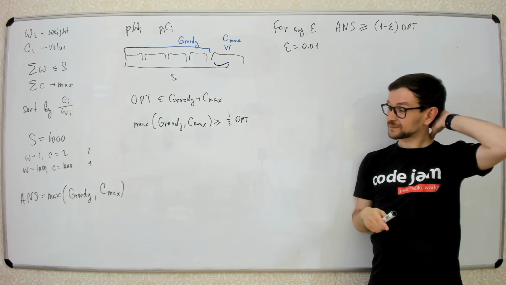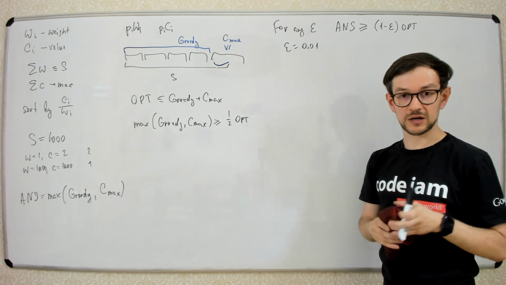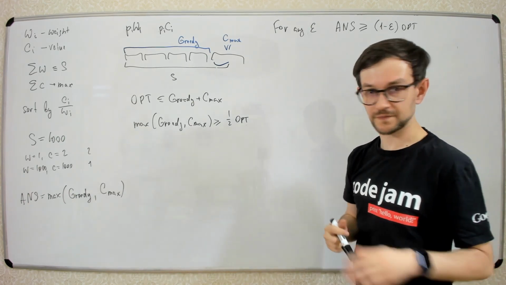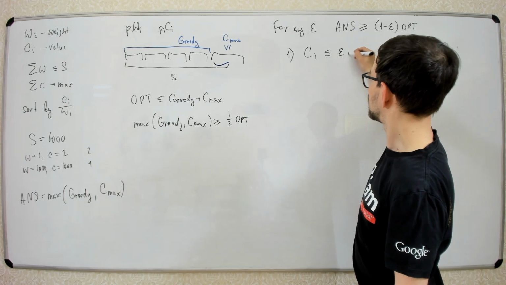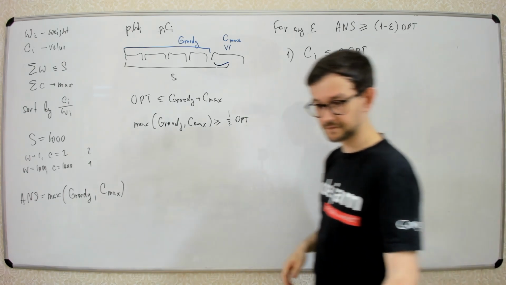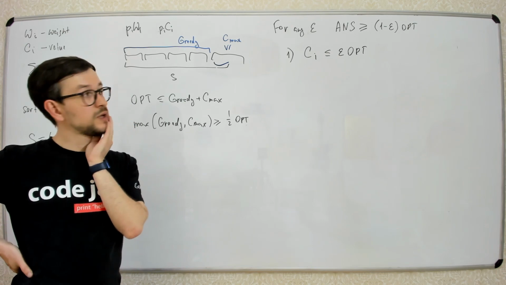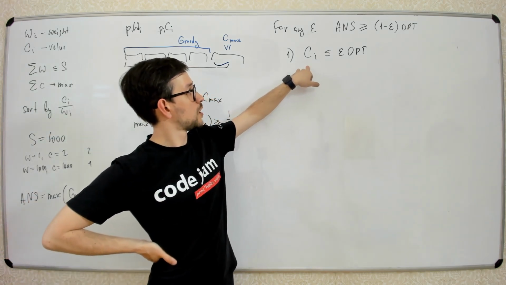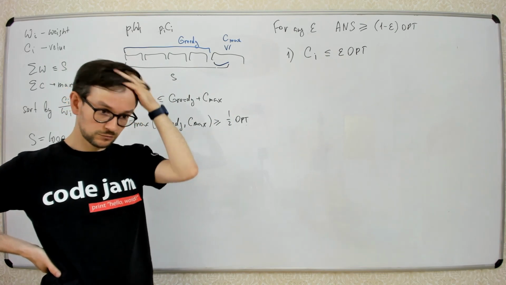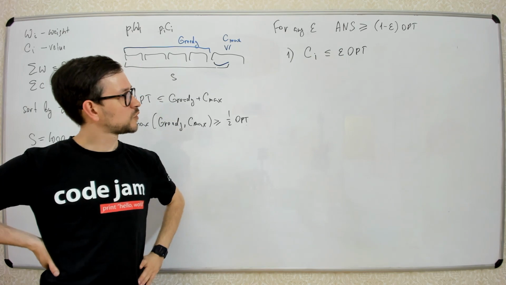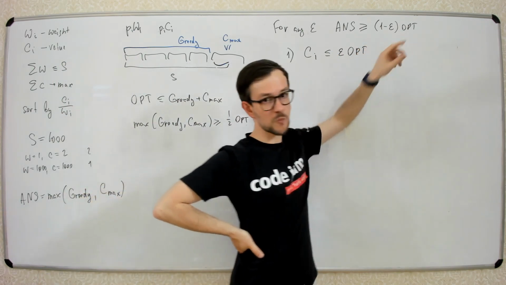Let's do it like that. Solution. Let's look at all the items. Let's split them into two groups. Group number 1, all the elements with costs less or equal than epsilon opt. Now let's see what you can do if all your elements have value less than epsilon multiplied by opt. How can you get an epsilon approximation for this problem? What do you think? If all my elements have value less than epsilon opt, how to find a 1 minus epsilon optimal solution?